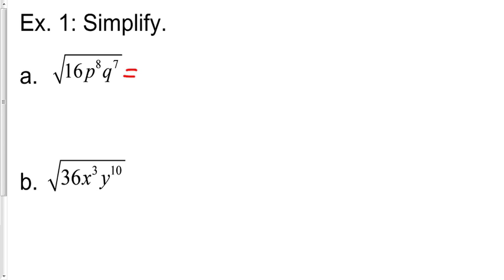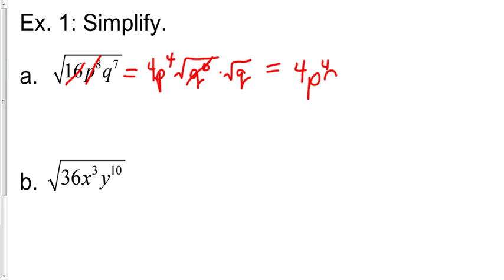Well, we know that the square root of 16 we said was 4. We know that the square root of p to the 8th is p to the 4th. And now in order to take a square root of a variable here, we need the power to be even. So how can I split this up? Well, I can split it up into a perfect square by taking the square root of q to the 6th times the square root of q. This means the square root of q to the 7th, but I've now split it into a perfect square. So what's the square root of q to the 6th? q to the 3rd, and now I've got my answer. 4, p to the 4th, q to the 3rd. That's everything we could simplify, and then I still have a square root of q that we could not simplify.